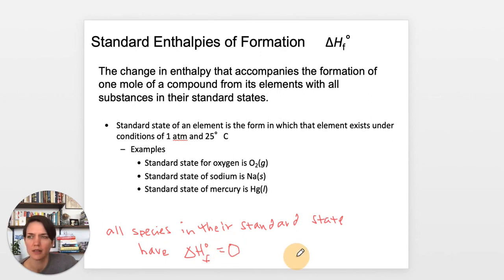There's no energy required or released by oxygen when it is at 1 atmosphere and 25 degrees Celsius. That is its native state. It would be in its gaseous form. If you were to take sodium and make it a liquid, you would have to provide it at 1 atmosphere and 25 degrees Celsius with energy in order to melt it. So it is not at its standard state if it was liquid sodium.